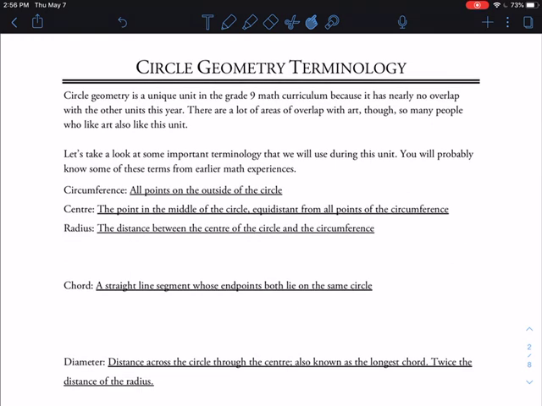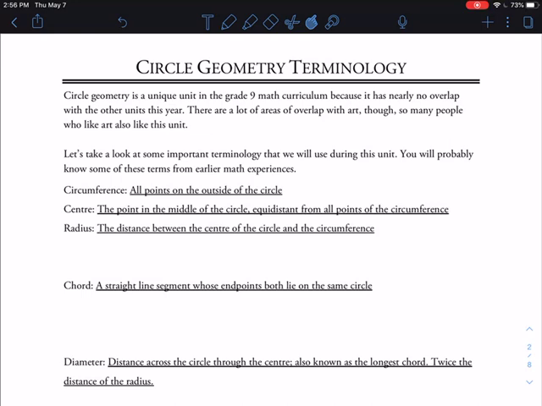Today, I'm just going to talk about some terminology. The reason I'm going to do that is because Circle Geometry is a really unique unit this year. It has essentially no overlap with the other units this year. There is some angle overlap, so the stuff we did in angles, you're going to need to know some of that this time, but it's pretty unique, this unit, and so there are lots of terms that are also unique. So you will know some of these terms from other math experiences this year, earlier years, whatever, but some of them you won't at all.